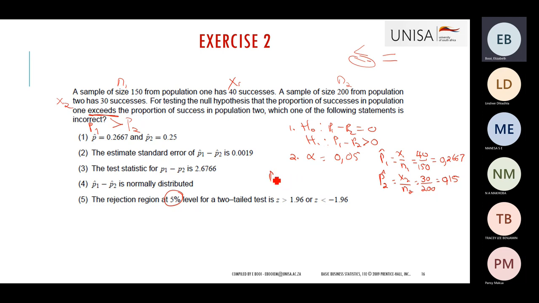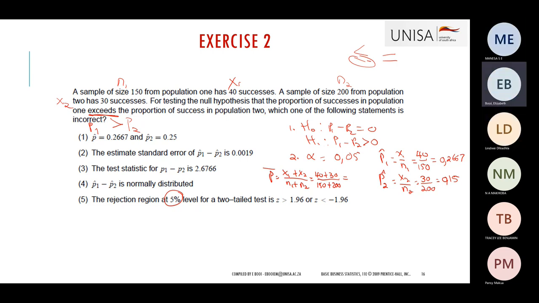Now let's calculate the pooled estimate. We're still on step two, which is X1 plus X2 divided by N1 plus N2. That's 40 plus 30 divided by 150 plus 200, which equals 0.2. So we're done with step number two.